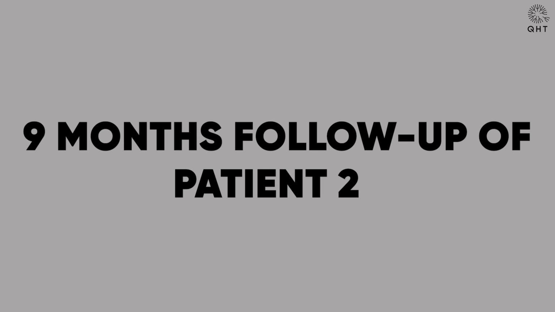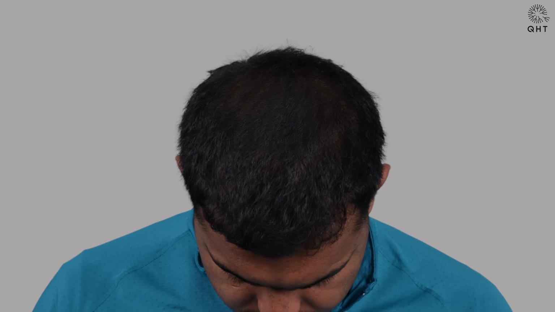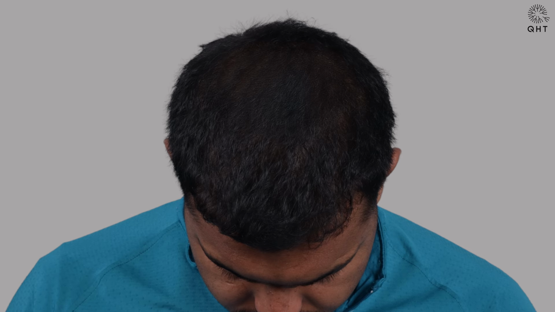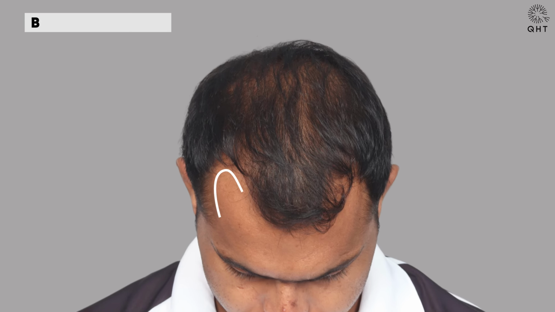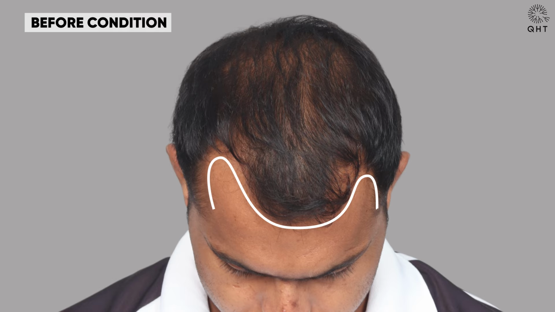Nine months follow-up of patient 2. Moving on to patient 2, at the 9-month stage, his transformation looks remarkable. The M-shaped hairline that once defined his baldness has now taken a natural shape, giving his face a balanced frame. His recipient area shows impressive density, adding volume to his overall look.